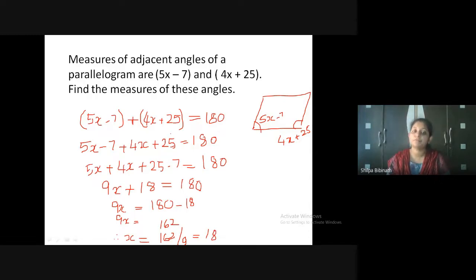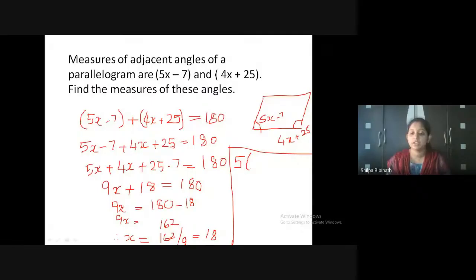Now we have to find out the measure. We got x as 18. 5 times 18 is 90, minus 7 will give you 83 degrees. Okay, so that means this angle is 83 degrees.